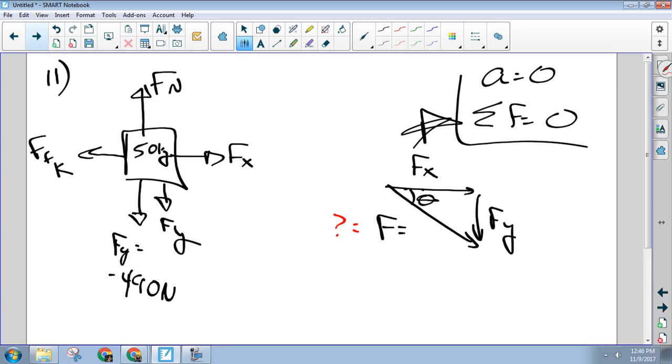Our goal is to find F. We don't know what it is, so let's just call it F. Okay? Suppose I told you what F was. What would your next step be?